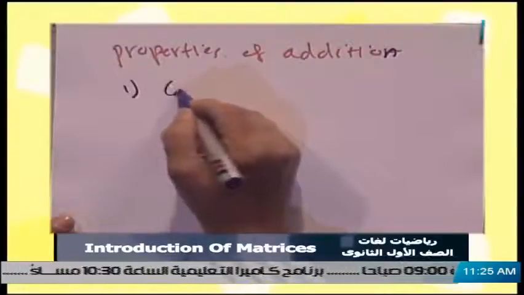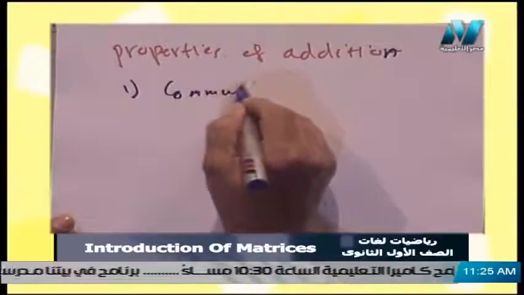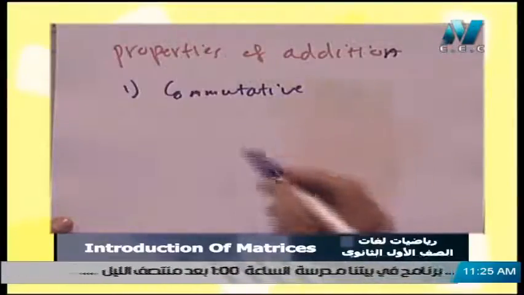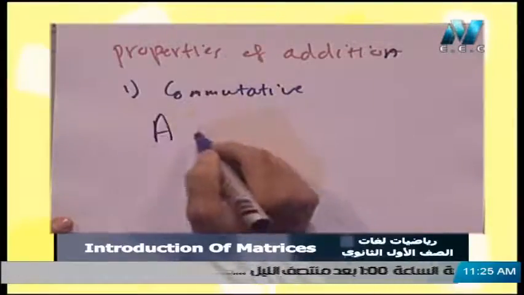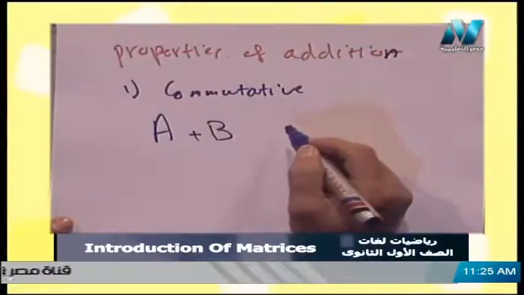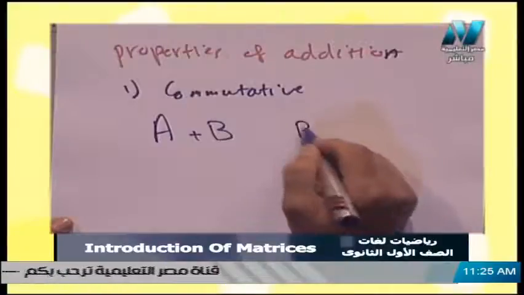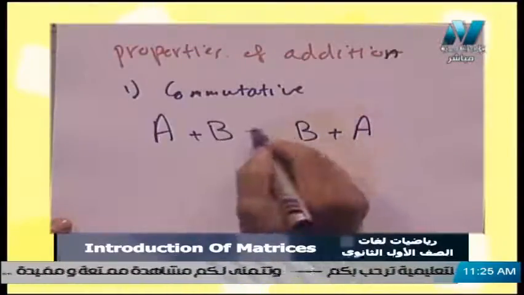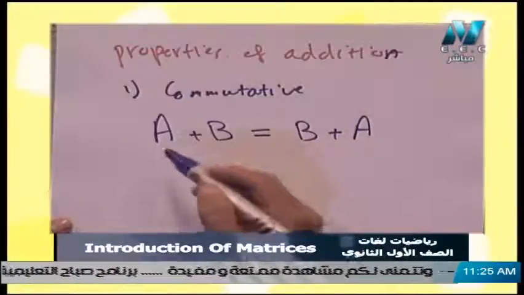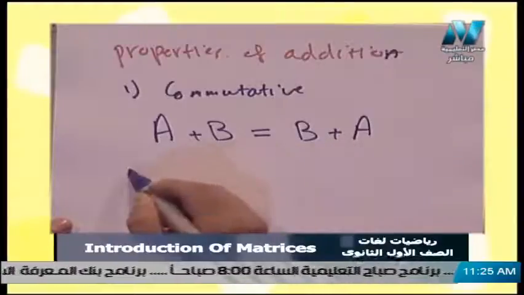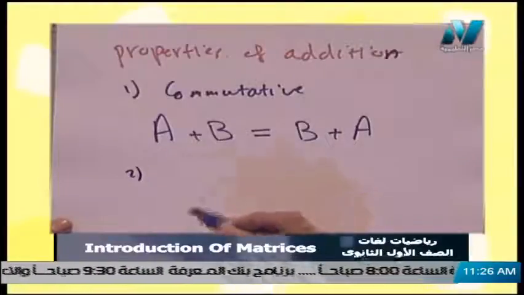The first is commutative. What is the meaning of commutative? Is matrix A plus matrix B equal to B plus A? That's right. So A plus B equals B plus A.